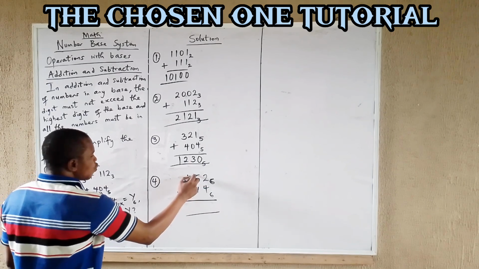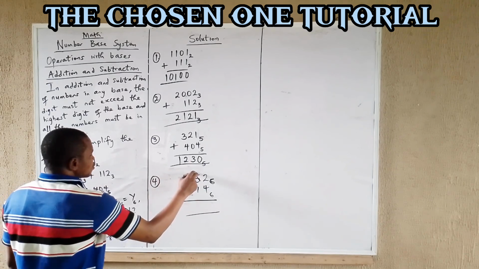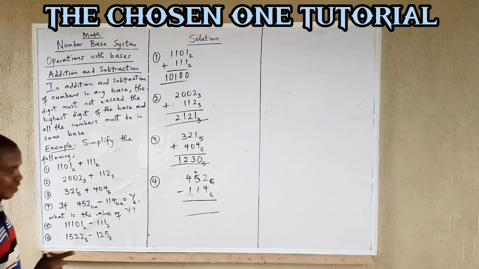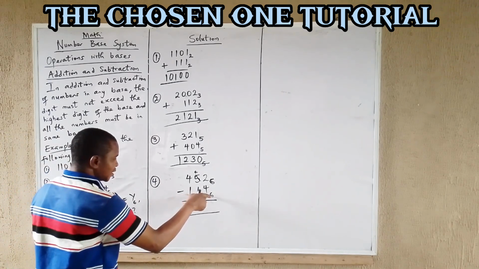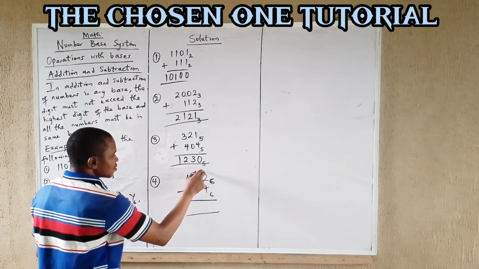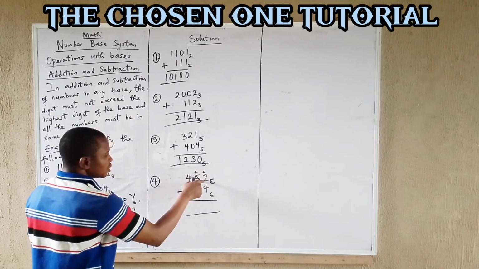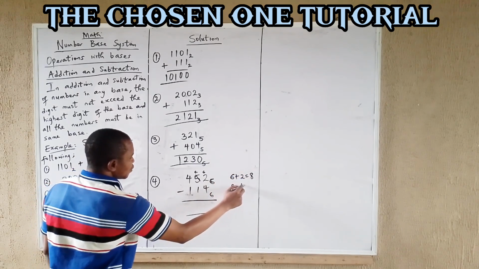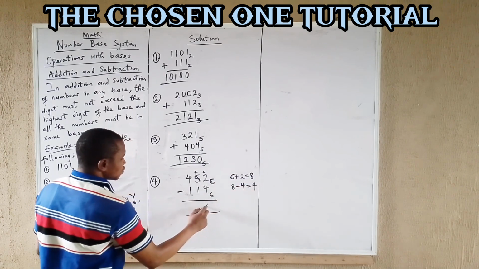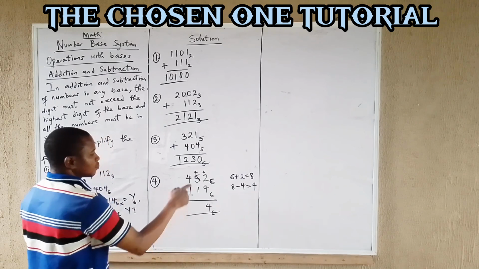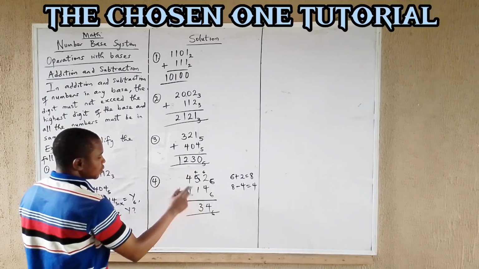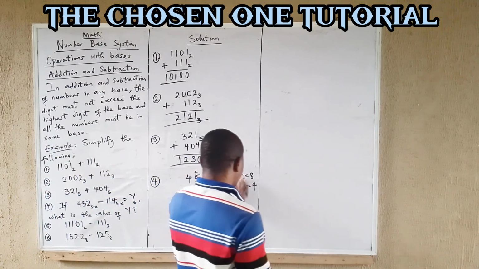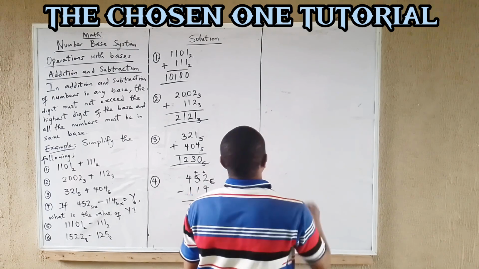The moment we borrow 1 from here, this base will remain 4, but that 1 is not 1. It is the base that we have here. So that means it is 6. So 6 plus 2 will give us 8, and 8 minus 4 will give us 4. So we are going to have 4 here. 4 minus 1, that will be 3. And 4 minus 1 will also give us 3. So 334 base 6 is our answer.